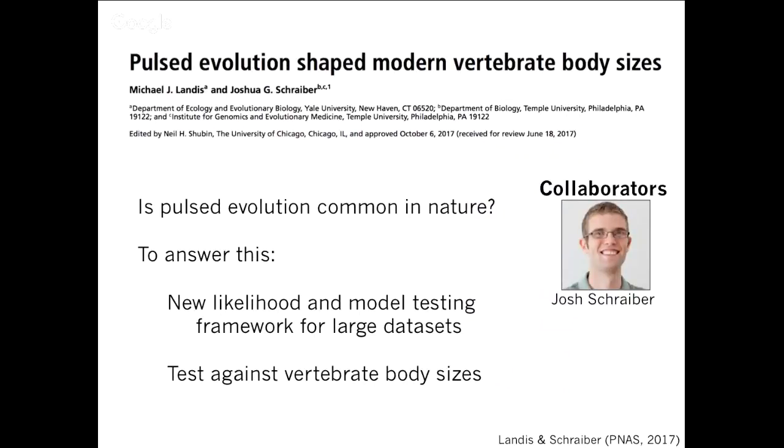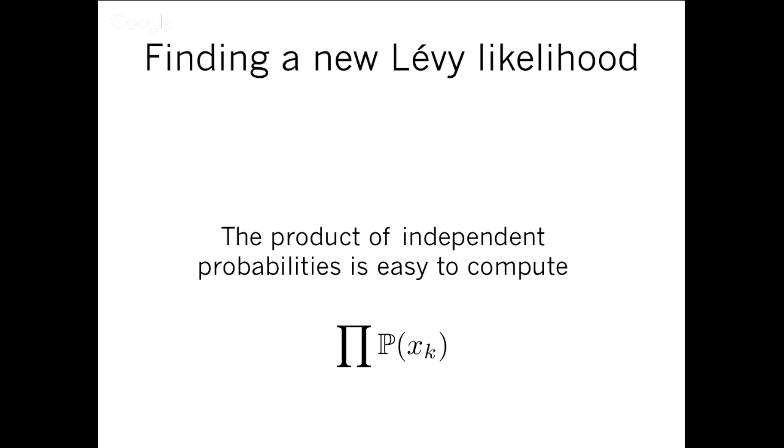The reason that we were interested in applying these models to large numbers of taxa is because we wanted to get a sense of how common pulsed evolution is in nature. And to answer this, we needed to develop this new likelihood framework that's applicable to large data sets. And then we decided to test it against a large vertebrate body size data set. The key difficulty here is that we need a way to compute a new Lévy likelihood. I'm not going to get into very many details for how we do this, but I will sketch the general idea.